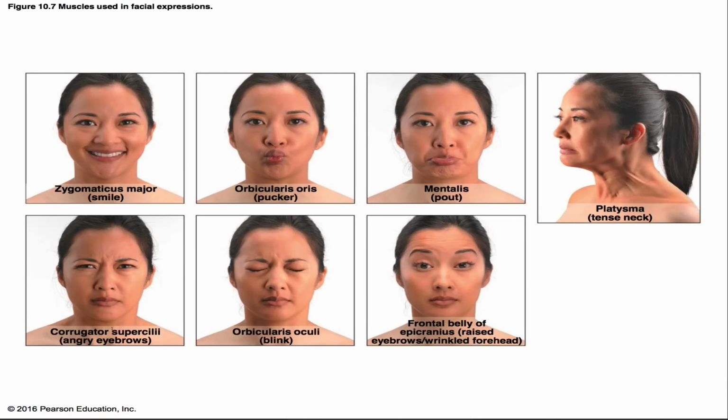Then let's go down over here. This corrugator supercilii muscle, this is the muscle that's right over there, and this is the, I guess, like they say, the angry eyebrow muscle. And the orbicularis oculi. This is the muscle that closes your eyes and the muscle that you use to blink. And the frontal belly of the epicranius. This is the muscle that's raising your eyebrows, and it causes your forehead to wrinkle horizontally.